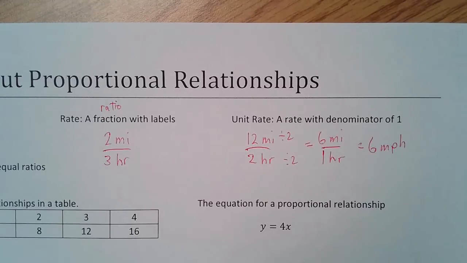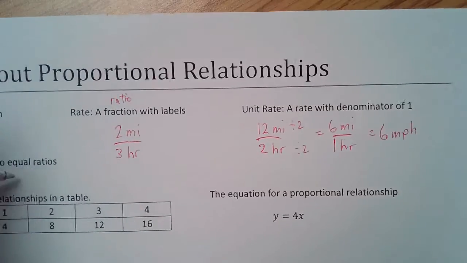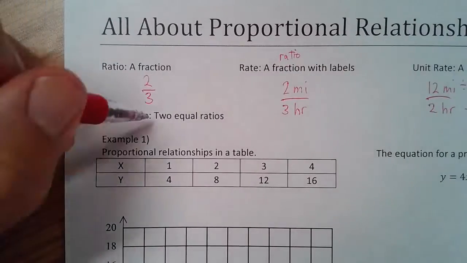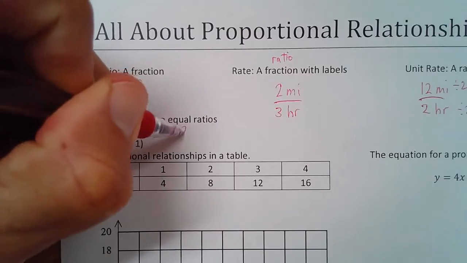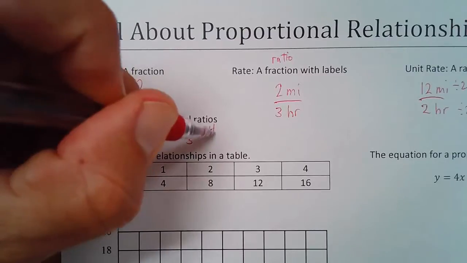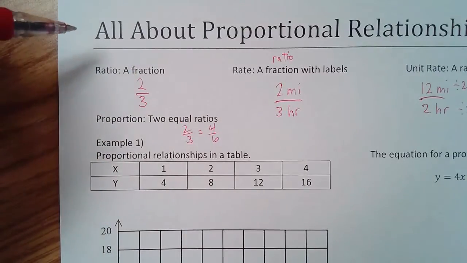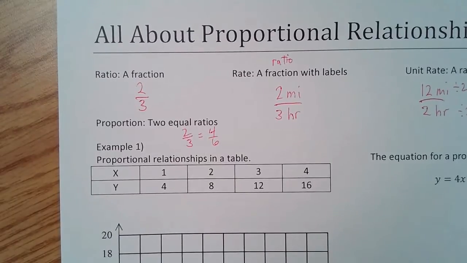Okay, a proportion. Proportion is really just two equal ratios. I can take the same 2/3 here. Proportions, two equal ratios. I could take the same fraction, 2/3, and if I double both of these, I would have 4/6. And there is a proportion. You get two equal ratios. Now, how this relates to proportional relationships.